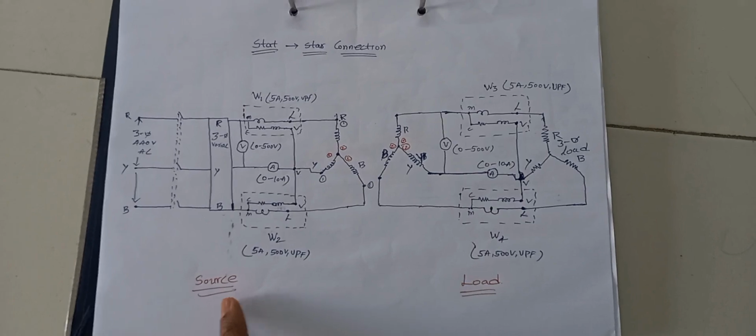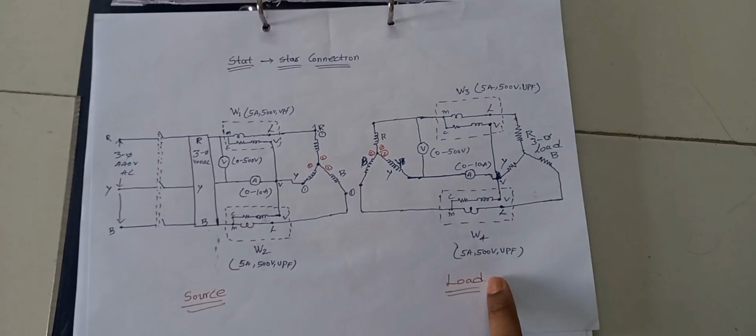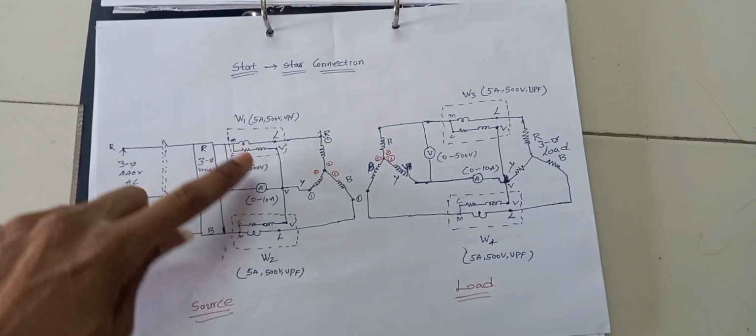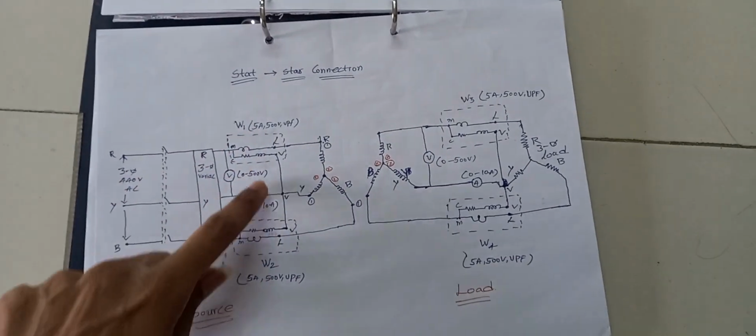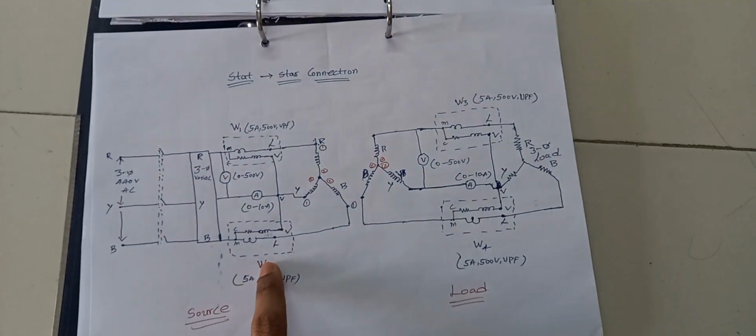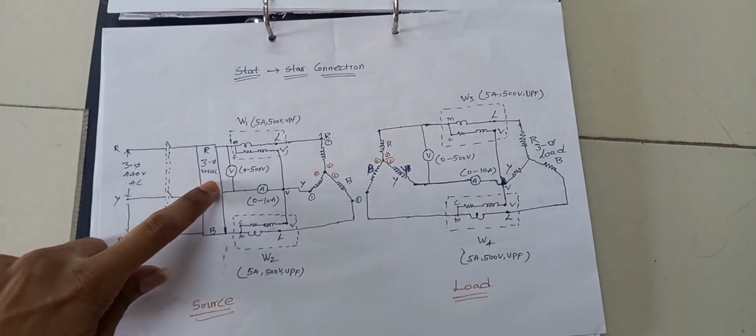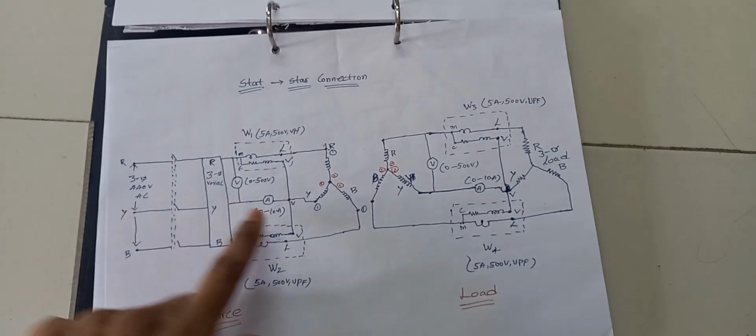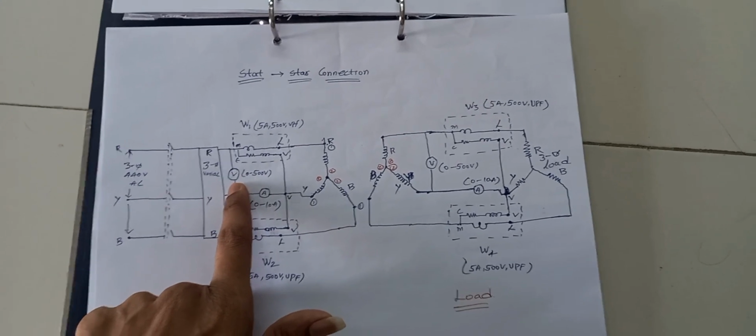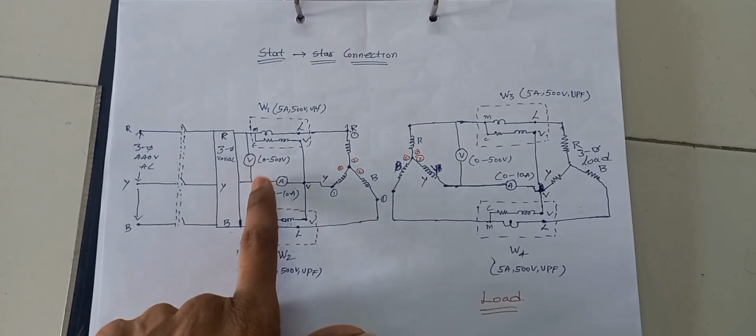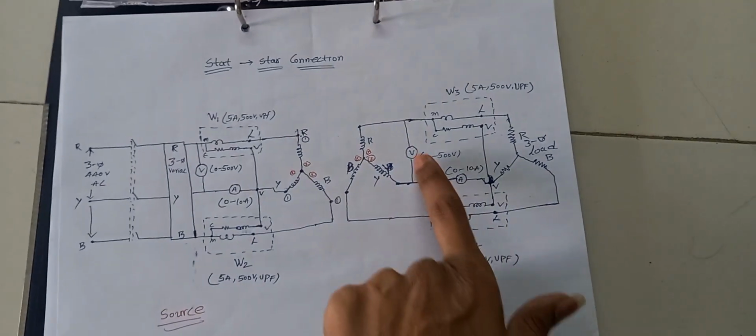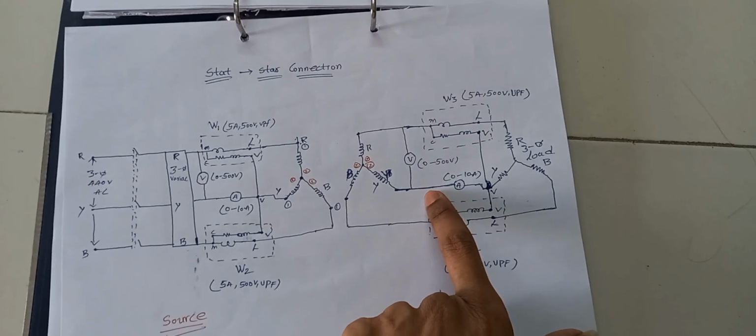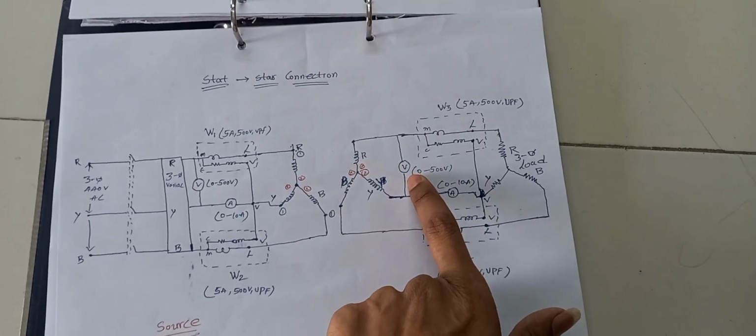Here the star source is a star and the load is also a star. Here we are going to take 2 wattmeters. For R phase and B phase we need to measure the power, so W1 wattmeter and W2 wattmeter, and we are taking 1 voltmeter in between R phase and Y phase. This one is for line voltage measurement only. The same thing on the load side also: we are taking 1 voltmeter in between R and Y load, so we are measuring the line voltage here.